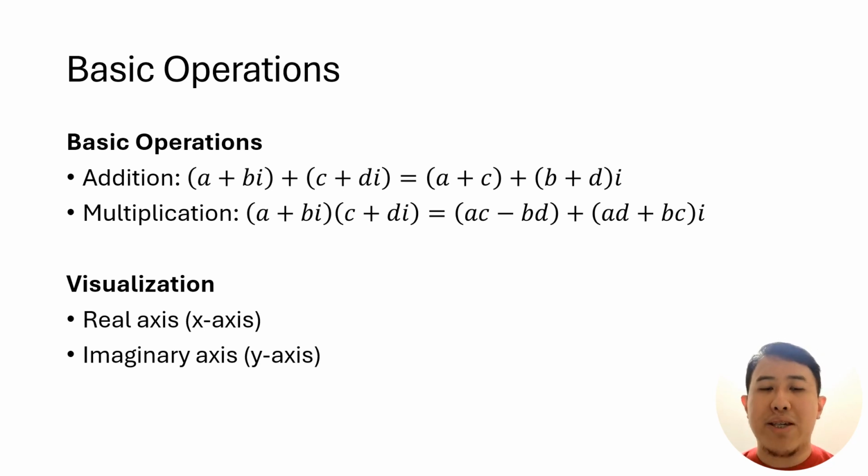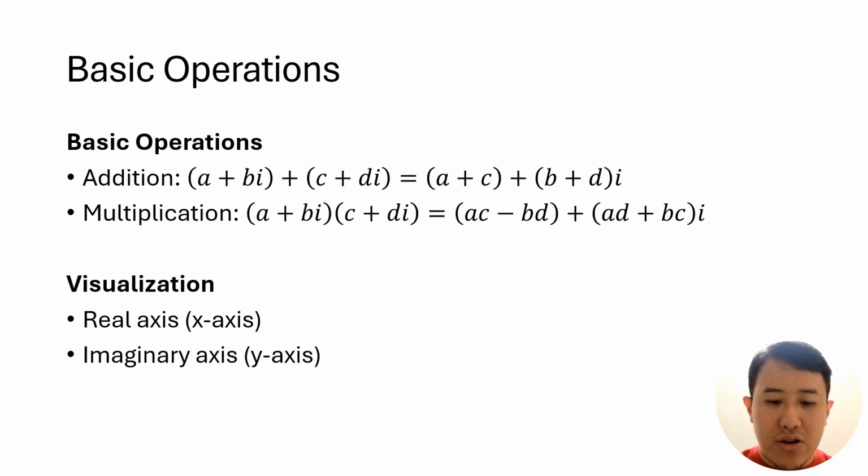Now that we have a basic understanding, let's discuss the operations with complex numbers. Starting with addition, the rule is to simply add the real parts together and add the imaginary parts together. For multiplication, we use the distributive property. Then, here are the considerations if we wish to visualize complex numbers on the complex plane.